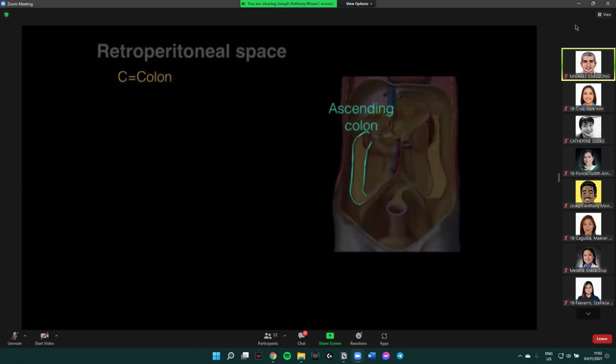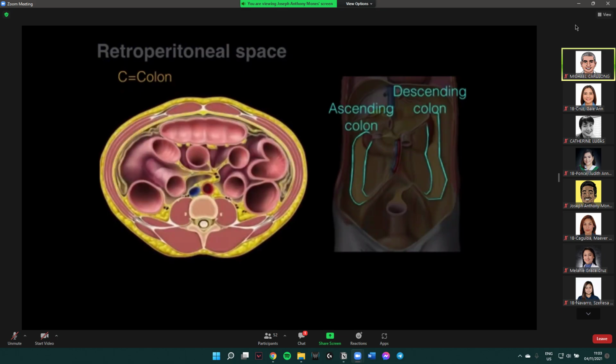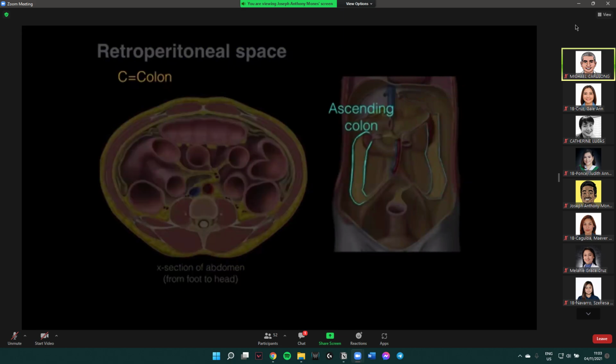So in blue outlined, that's the parietal peritoneum outlining on either side of where the ascending colon would be located. And then there again, in parietal peritoneum, the reflections showing where the descending colon would be. So if we take now a cross-section through the abdominal wall, as viewed from foot to head, like a radiograph, there we have the ascending colon. And in front of the ascending colon, blue is parietal peritoneum.